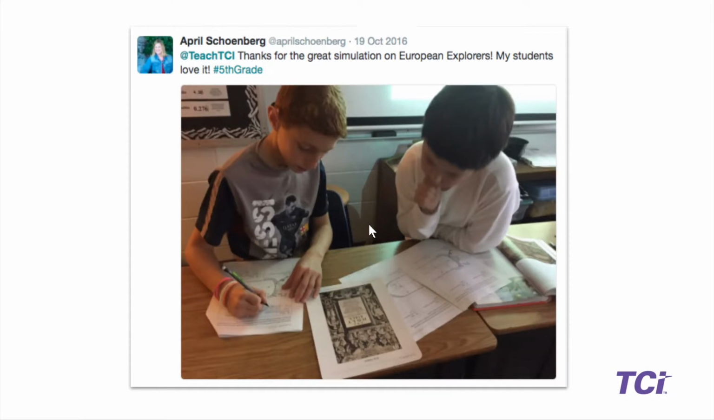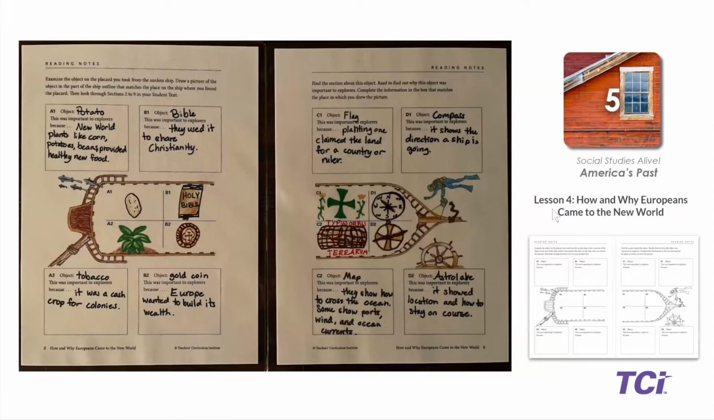A completed version is right here. It's from lesson 4, How and Why Europeans Came to the New World. And what you'll notice about these reading notes are that they are graphically organized around this ship that the students explored in their classroom. So that's going to have more meaning to them.